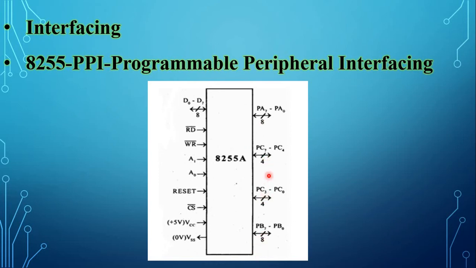So this figure shows the signal configuration of 8255. It has three ports, port A, port B and port C. Port A and port B are two 8-bit parallel I/O ports. The 8 bits of port C can be divided into two individual 4-bit ports, one is port C upper, that is PCU, another one is port C lower, that is PCL, or one 8-bit port called port C. So this is about the signal configuration of 8255 PPI.